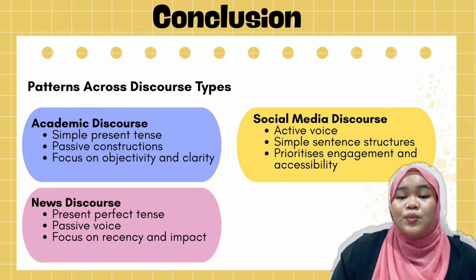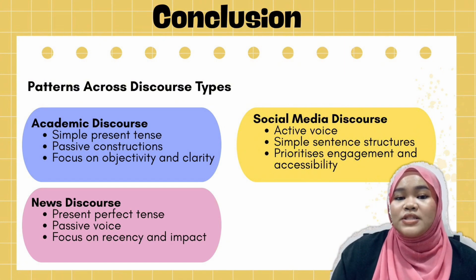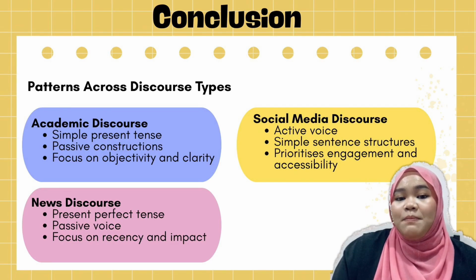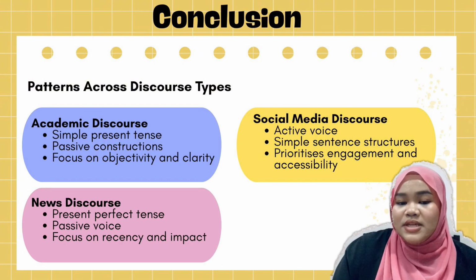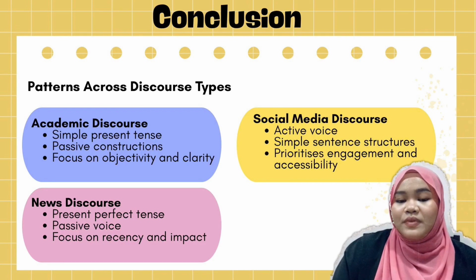Across the three texts, we can see how different discourse types rely on different morphological and syntactic patterns. Academic discourse emphasizes objectivity and clarity through the frequent use of the simple present tense and passive constructions. News discourse highlights recency and impact by using the present perfect tense and passive voice to focus on what happened and its effects rather than on who performed the action.